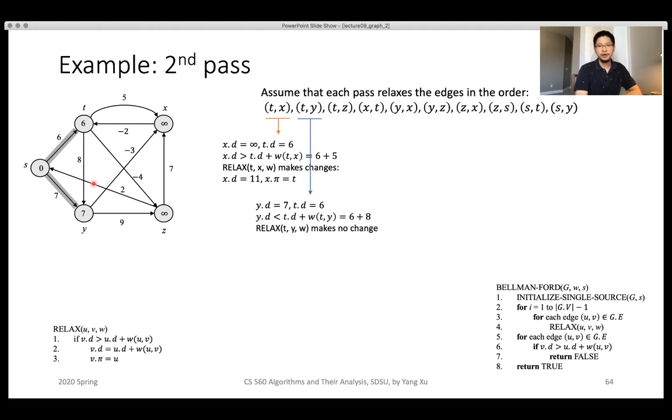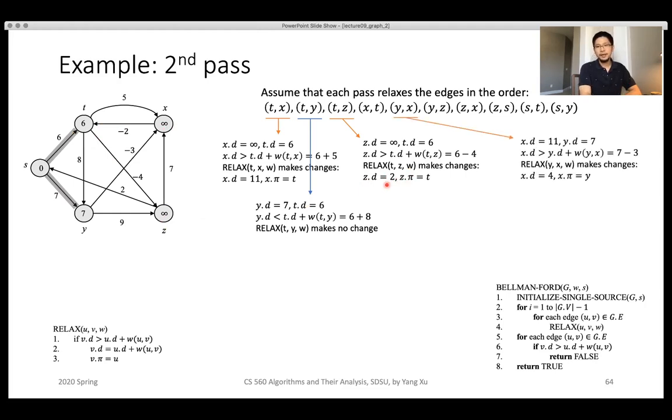And for the edge ty, however, the d of y is 7 and the d of t is 6, so the d of y is smaller than the d of t plus the weight of the edge, which is 6 plus 8, greater than 7. So the if condition is not satisfied, and we will not make any changes when we relax ty. Okay, and for tz, the original value of d is infinity, and now it's greater than the d of t plus the edge weight -4. So the d of z will also be updated. Similarly, the edge yx will also be updated, and the rest of the edges will not be updated.